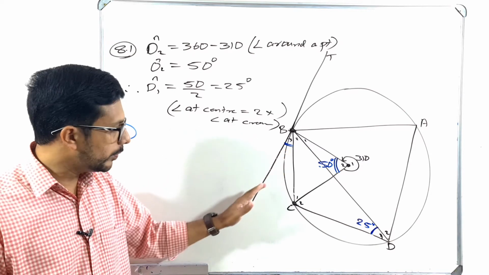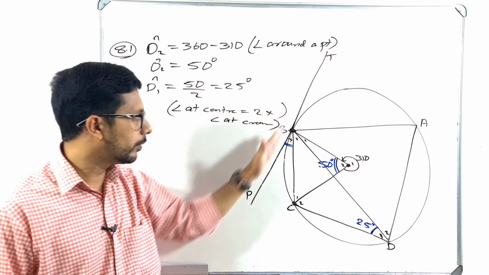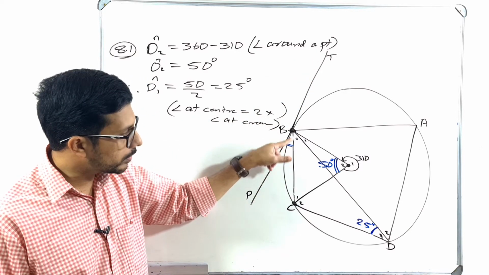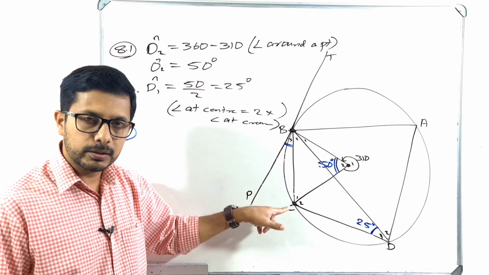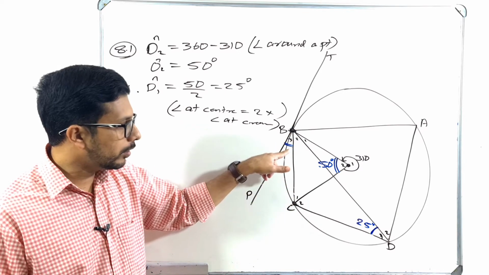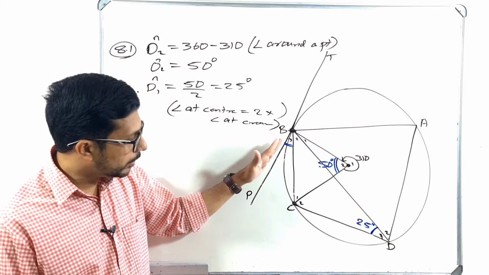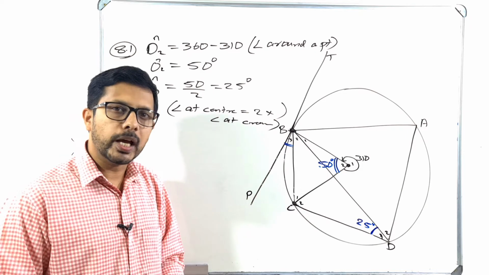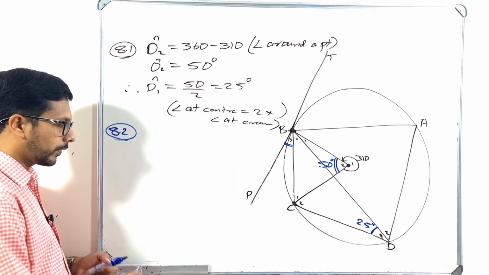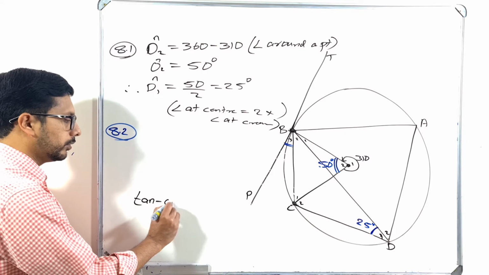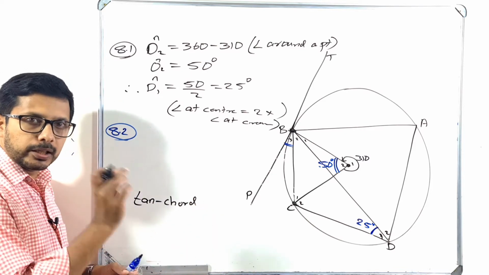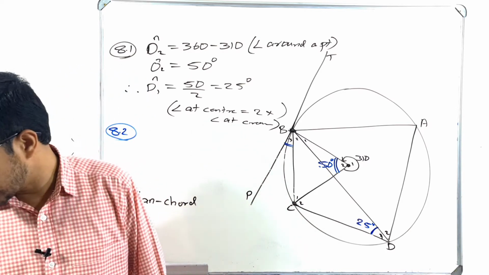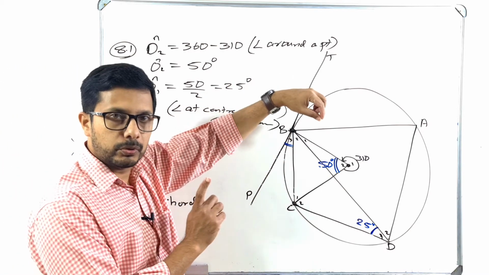That is an angle between this tangent PBT and this chord. Which chord is that? BC. Is it not so? This angle B3 is an angle between this tangent and this chord BC. So you studied the tan chord theorem. What is that tan chord theorem? The angle between the tangent and the chord is equal to the opposite angle. So what you have to do? You have to check the chord.